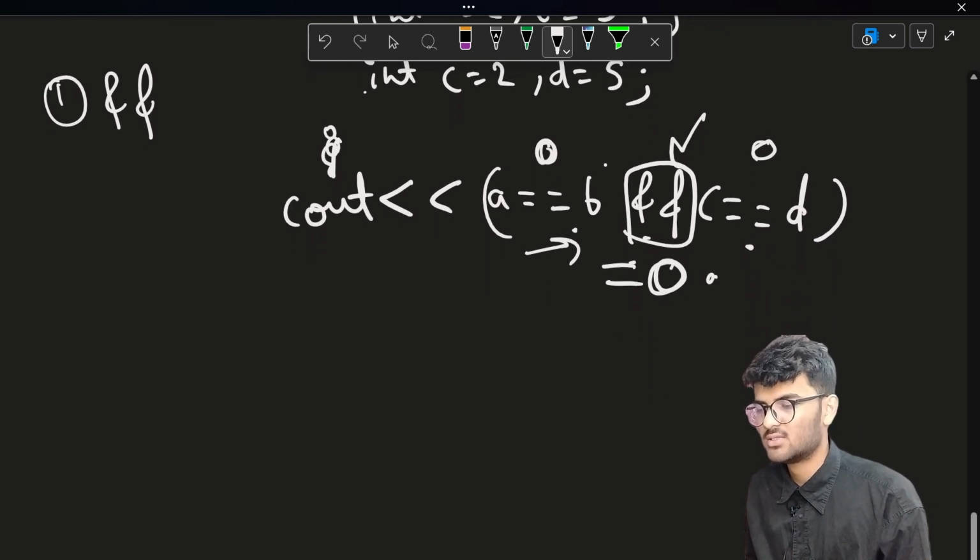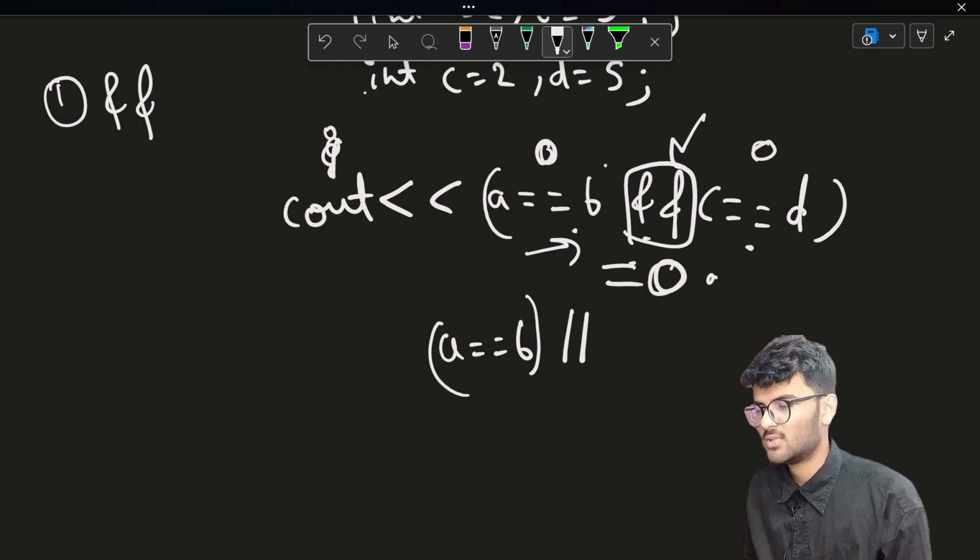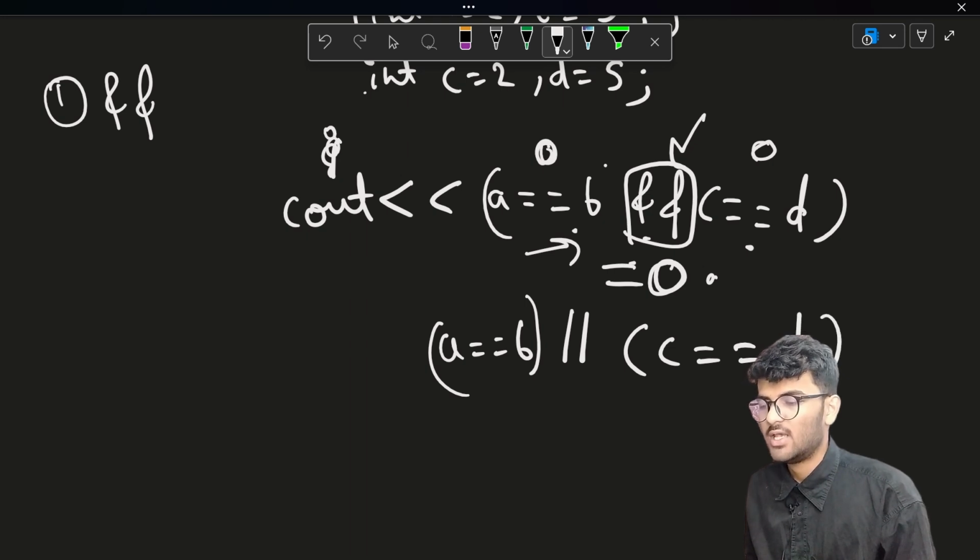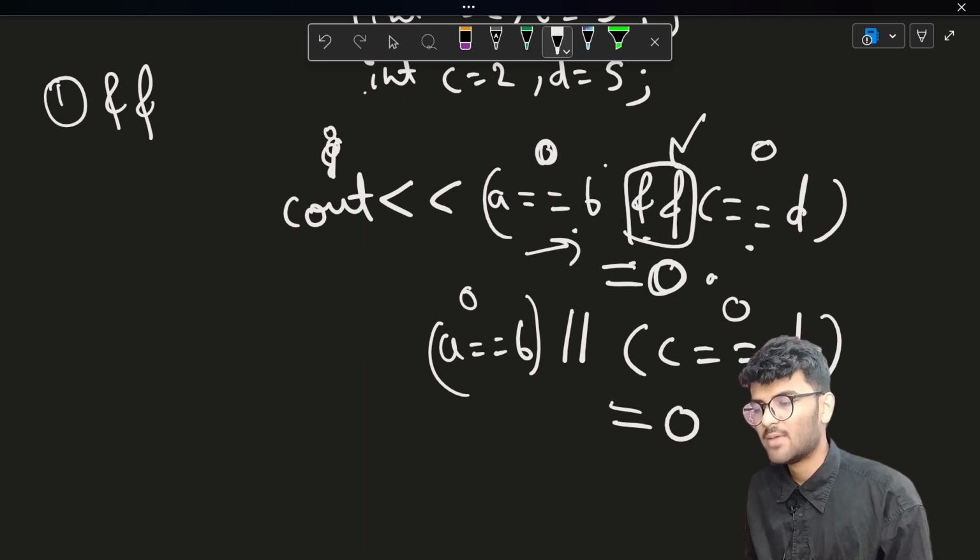And similarly the OR operator. Here a == b, we will cover this in the if-else statement; I think this time I should not take an example of that. So a == b gives 0, and c == d gives 0, and the output of this will be 0, right? Because 0 or 0 means not even one is true.